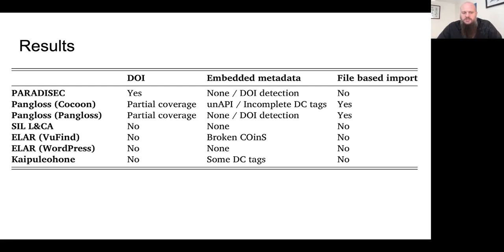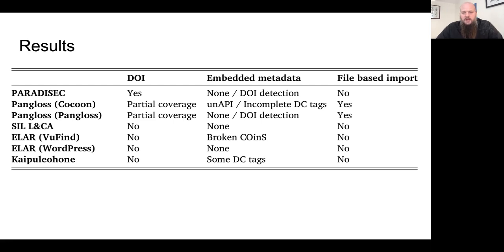So we can't use DOIs with the SIL Language Archive or University of Hawaii or ELAR because the archives don't use that technology. Embedded metadata, Paradisic didn't have any embedded metadata in their HTML headers. But Zotero did detect the DOIs and then grabbed the information from the DOI source repository, which would in this case be DataCite.